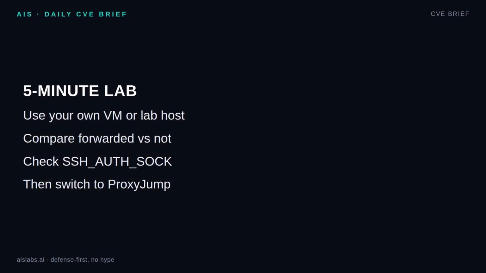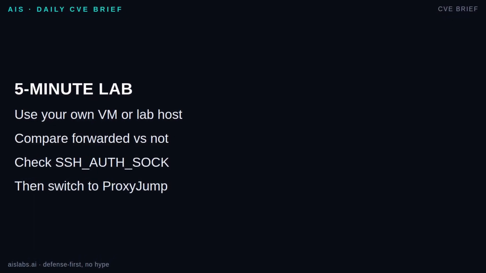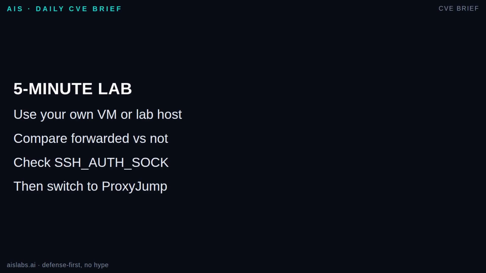On your own lab machine or VM, do a quick comparison. First, make sure you have an agent running and a key loaded. Connect to a host you control with agent forwarding enabled. Then print SSH_AUTH_SOCK in that remote shell. You should see a socket path. Disconnect, connect normally or with agent forwarding disabled, and print it again. It should be empty or unrelated to your local agent. If you have 2 lab hosts, make one the jump, and connect to the second with ProxyJump. The goal is not to build a complex lab. The goal is to see that forwarding creates a remote socket, while ProxyJump removes the reason for it.